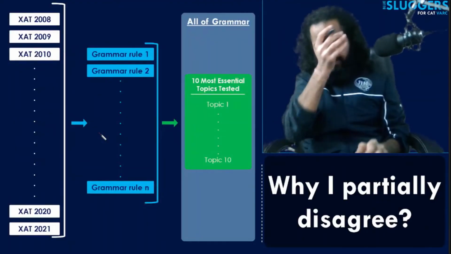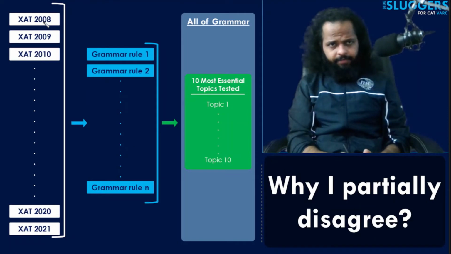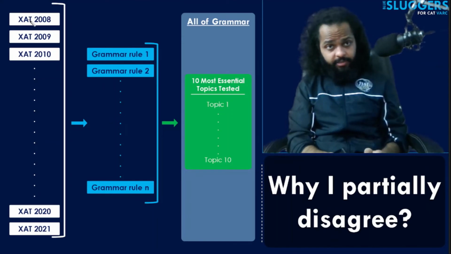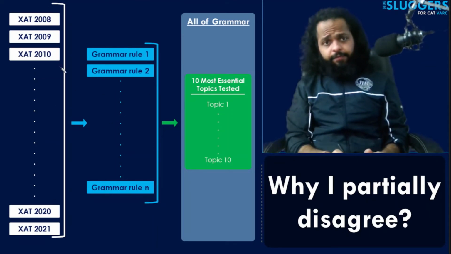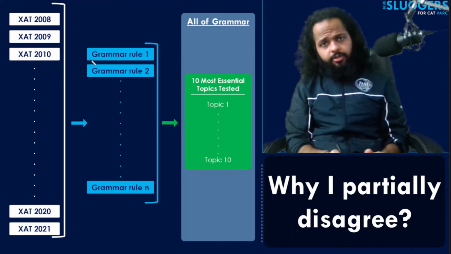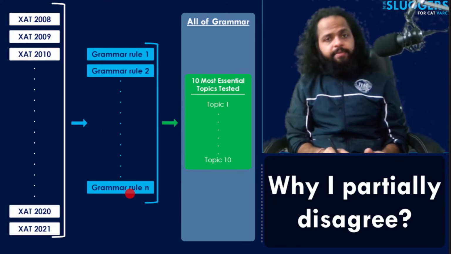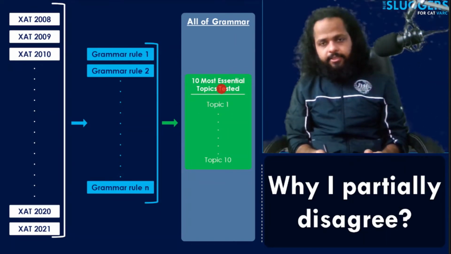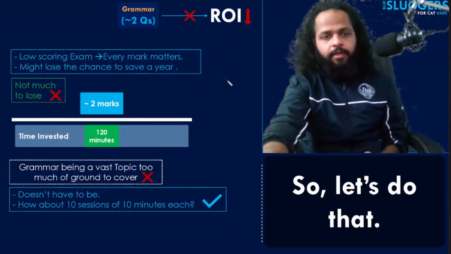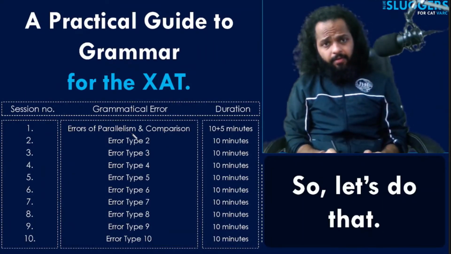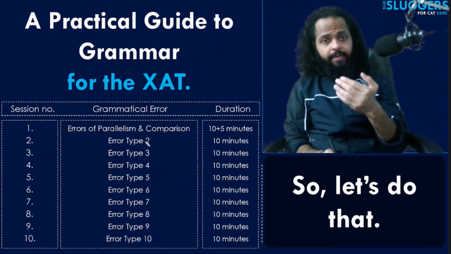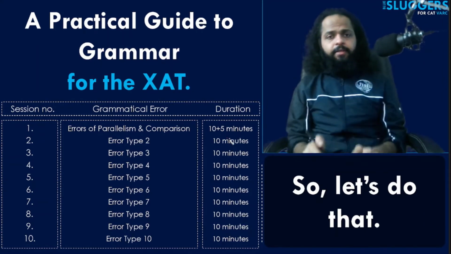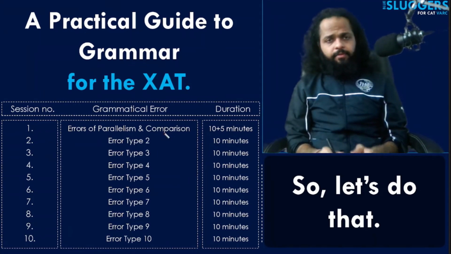I'll tell you how. Let's suppose we took all the previous year's papers of XAT which are available, starting from 2008 until 2021, and someone was to distill each and every grammatical rule that has been tested there, and then further distill them into a short series of 10 sessions, where we talk about one particular error type in each session, right? 10 sessions of 10 minutes or less. If we can do that, would that make sense?